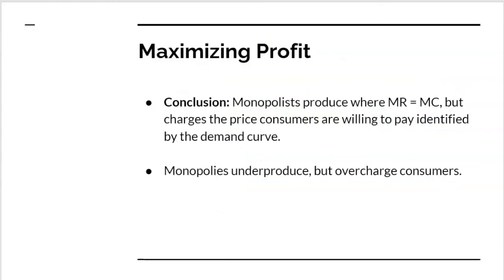So conclusion. Monopolists are going to produce where marginal revenue equals marginal cost, right? That is never going to change. MR equals MC is still the profit maximizing point. However, right, the monopolies are going to overcharge in a sense. They're going to charge the price that consumers are willing to pay as identified by the demand curve itself. So they're not just going to go horizontally where MR equals MC. They're going to continue to go up to that demand curve there. So at the end of the day, monopolies underproduce but they overcharge their consumers. So they're producing less and charging more because they can. They're monopolies. They're basically the only firm within the market.